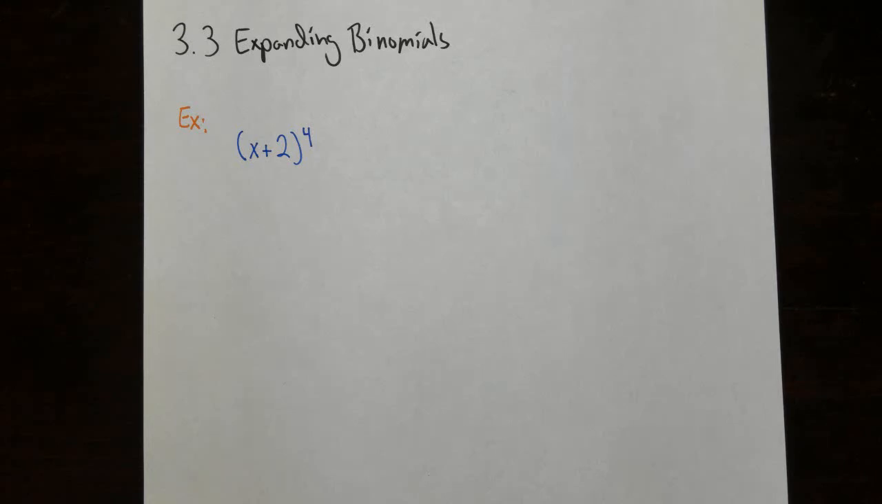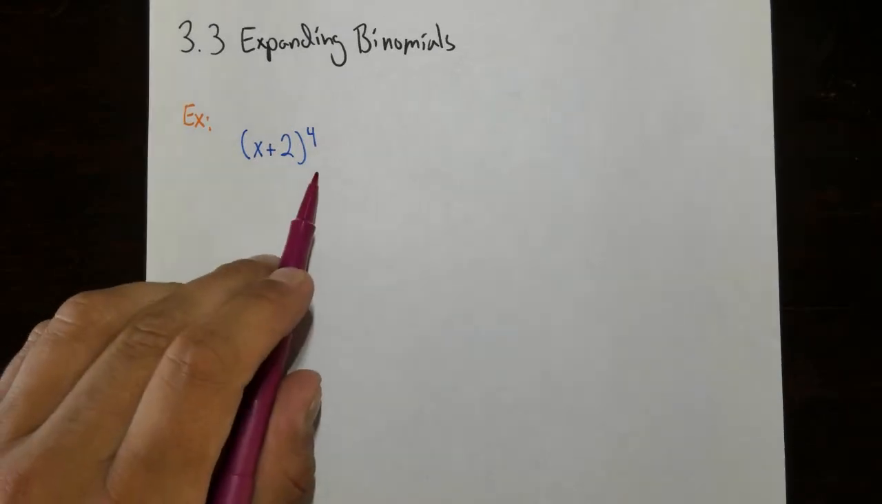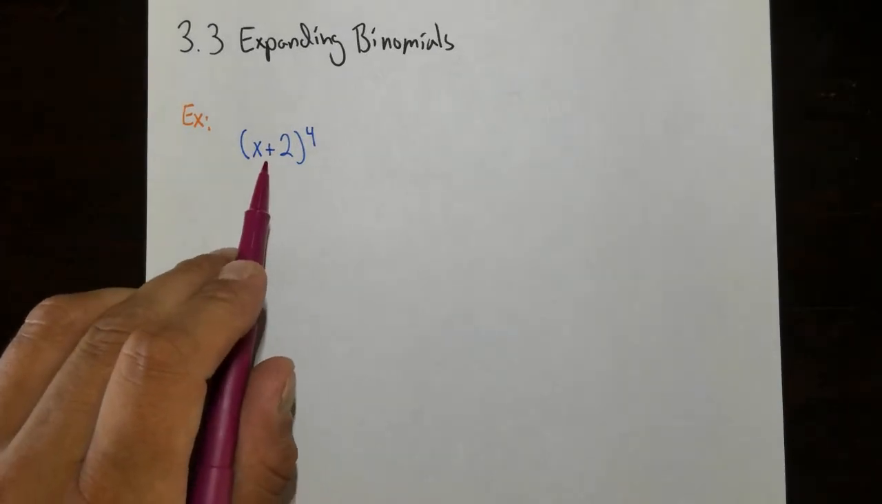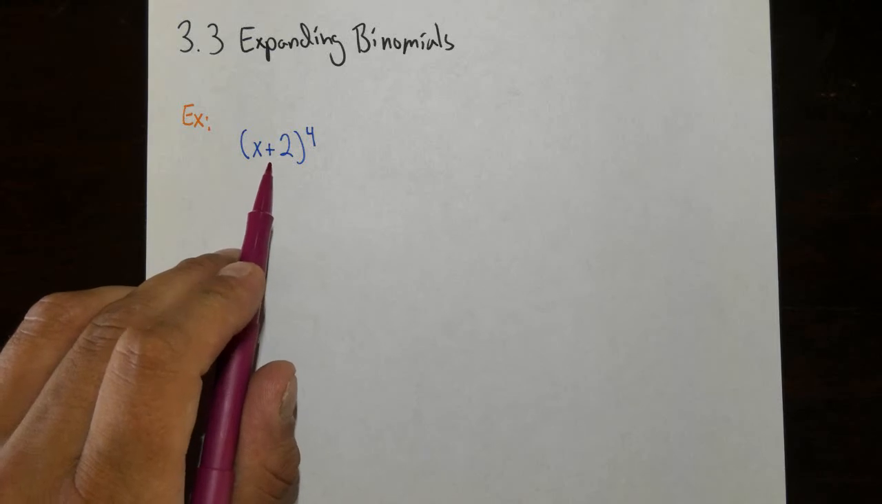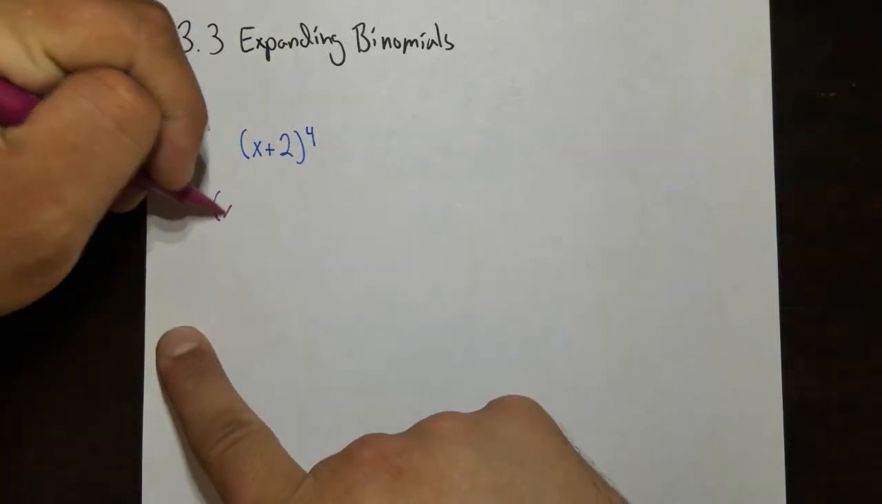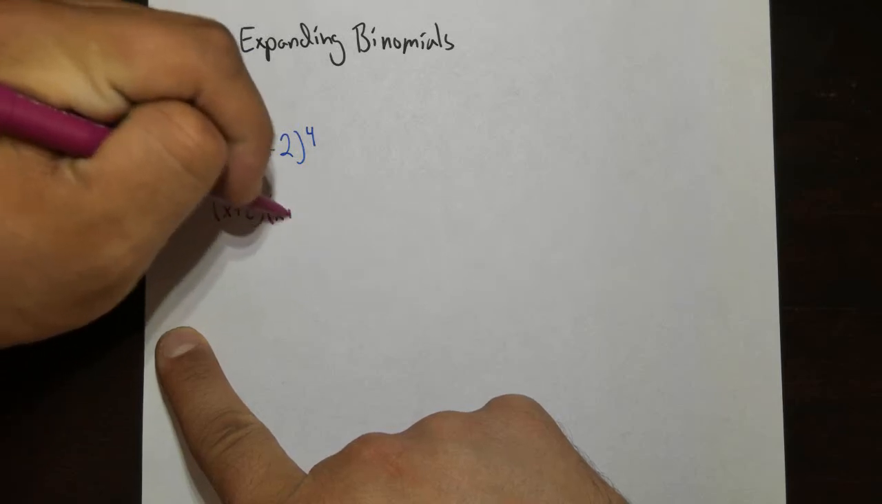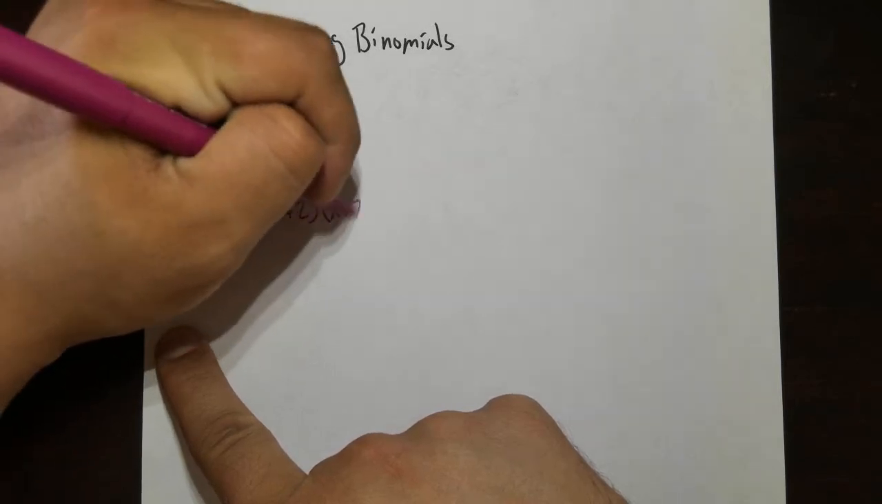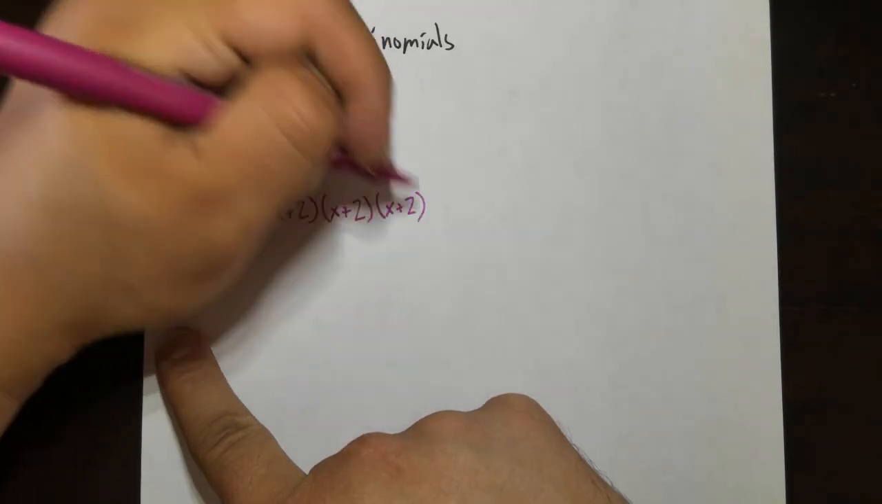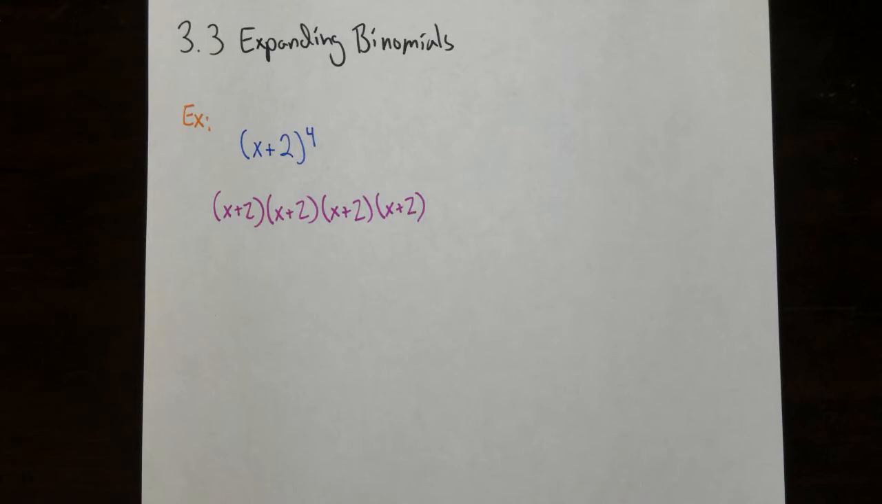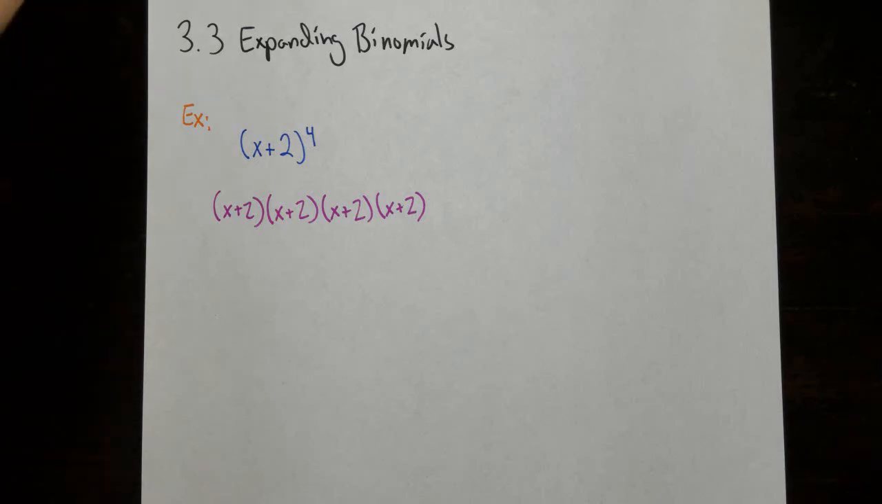So in order to do so, what we want to do first is write out how many times it's being raised to. So in this case it's raised to the fourth power, which means there are really four of these guys being multiplied to itself. So I can write it out like this: x plus 2 times x plus 2 times x plus 2 times x plus 2. So now that I've written it out in its full form, now I want to multiply it all together and see what I get. So let's recall how we multiply things together.